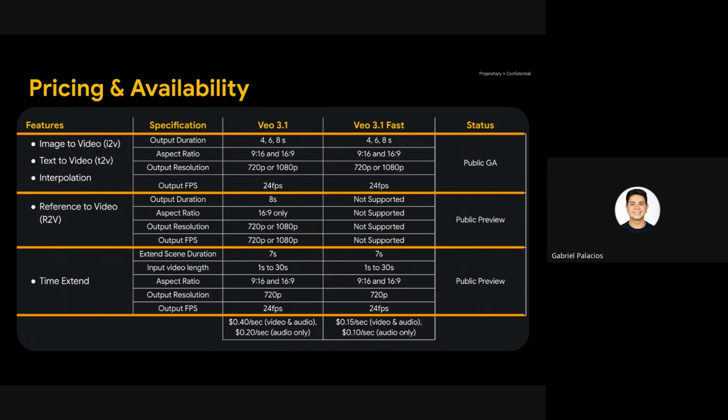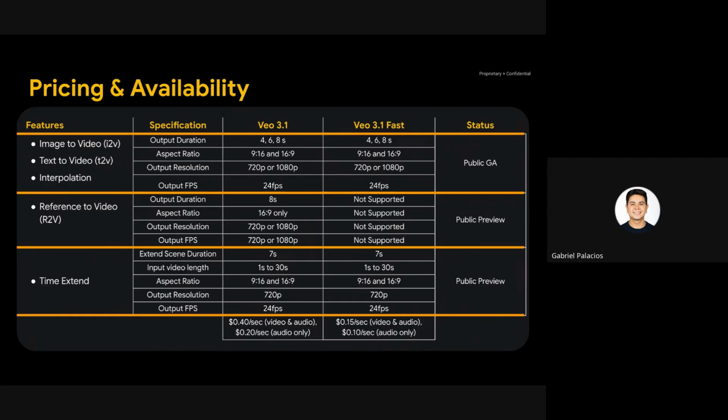With audio, it is more expensive. For Veo 3.1, it is double, so it is 40 cents per second. But without audio, it's only 20 cents per second. For Veo Fast, it is 15 cents per second, and without audio is 10 cents per second.